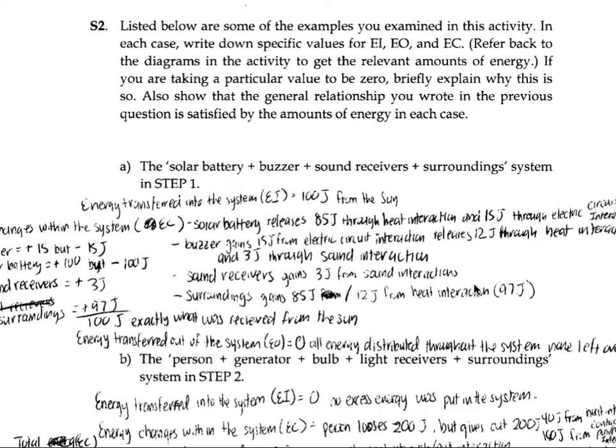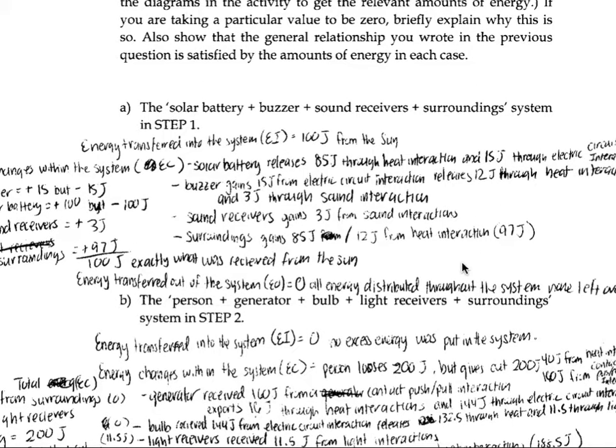And number 2, it's a little hard to see the way I'm recording this, but for number 2, let me find my piece of paper. So for part A, I put the energy transferred into the system as 100 joules. It comes from the sun. For the energy changes within the system, EC, it evens to 100.